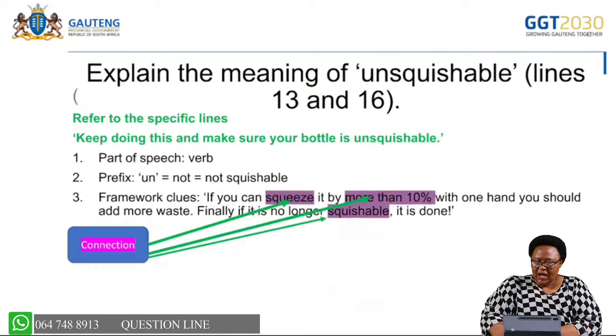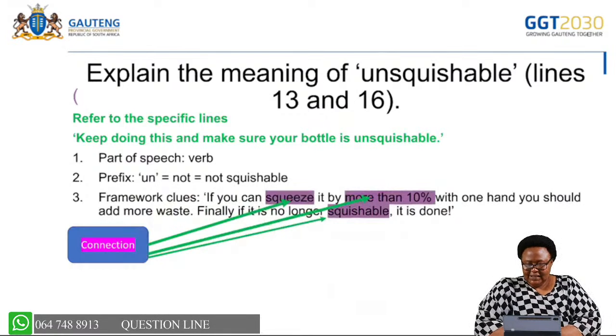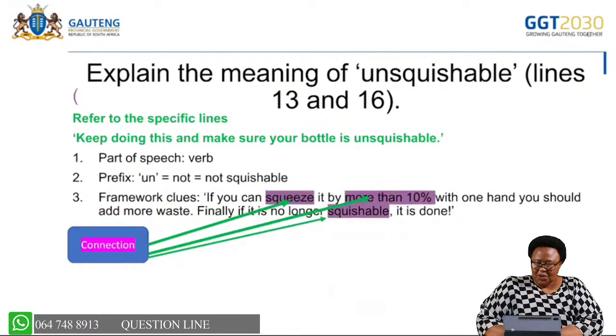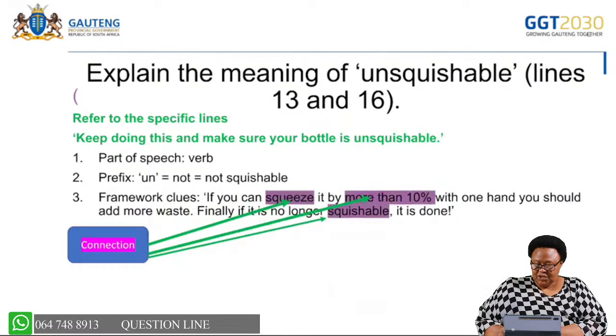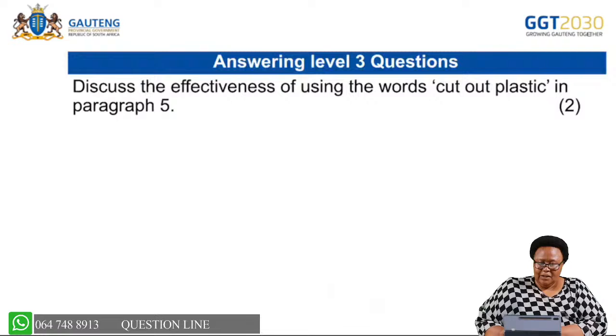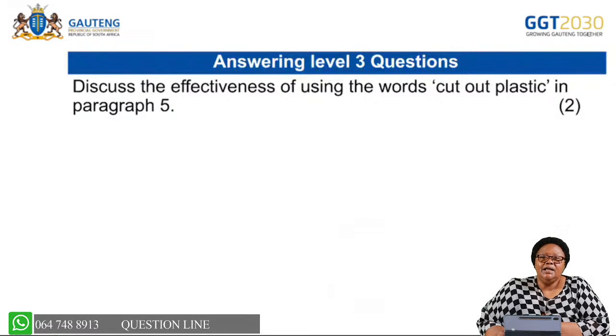Finally, it is no longer unsquishable. It is done. And then you see the connection. It makes it easy for you to understand when you read the sentence again and look at the words that connect to that particular word that you're looking for. Answering level 3 questions. So we're still going on.